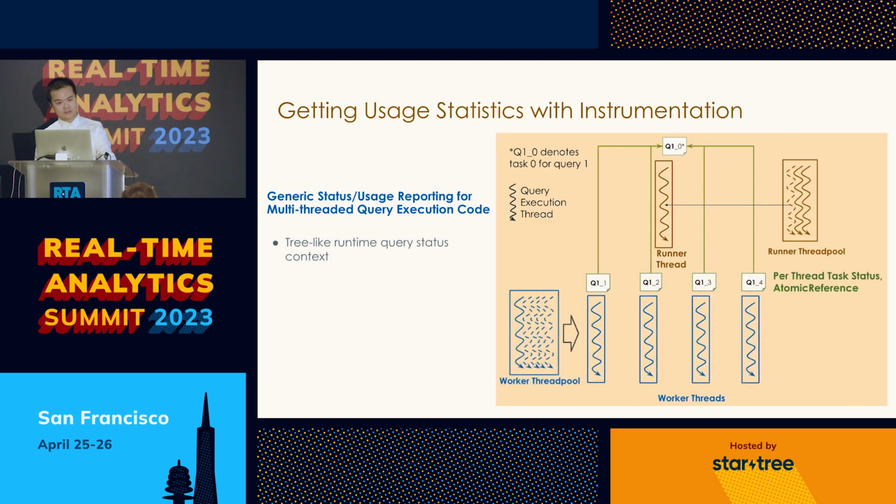And then when the runner thread dispatches the work, the segment processing, to the worker thread pool, we will set up the context similarly. As we can see here, each worker thread has its own query ID and a distinct task ID. So all these will be linked together to form a tree-like structure so that we can easily track the hierarchical runtime context of these threads.